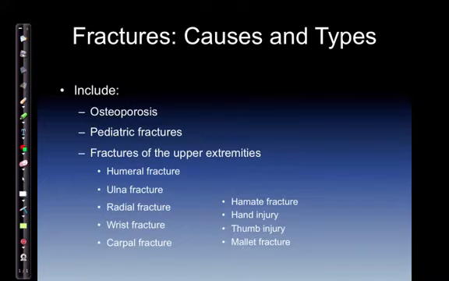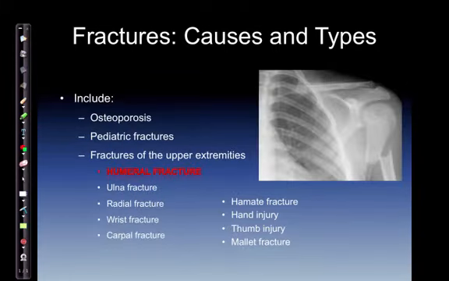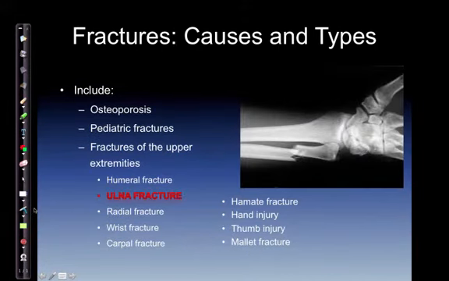They're called Salter-Harris fractures. Fractures of the upper extremities, and here's where we're going to start looking at them. First of all, we're going to take a look at a humeral fracture, and as we can see here, the head of the humerus is fractured right there. An ulnar fracture, and this is the thumb side, so the radius would be here, and ulna would be here.